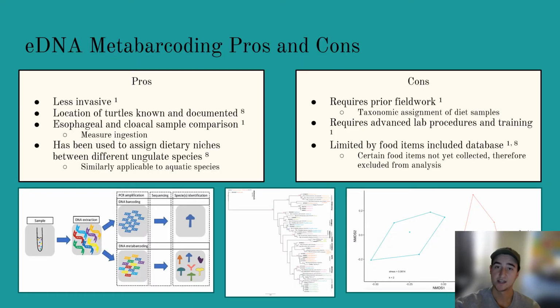The advantages of eDNA are that it's less invasive than esophageal lavage, but it still has the benefits of knowing the forage location. The 2 swabs can be compared to estimate ingestion rates. Given enough data, it can identify dietary niches within the ecosystem as well. The disadvantages are that it requires prior fieldwork for taxonomic assignment. It also requires advanced lab procedures and training, and its ability to identify food items is limited to the items that are collected in the field.